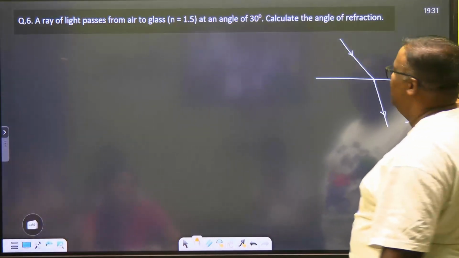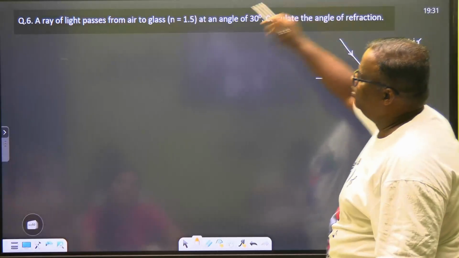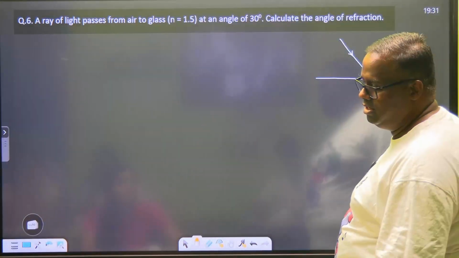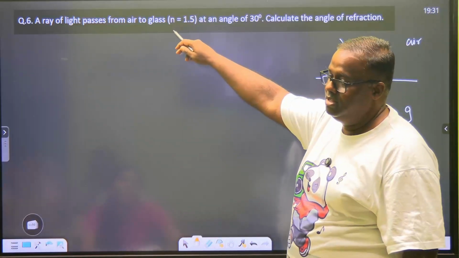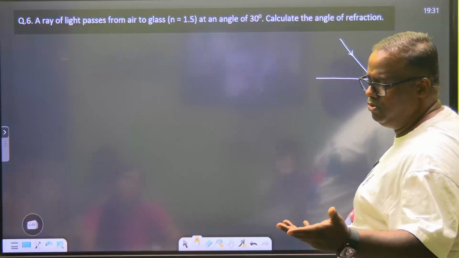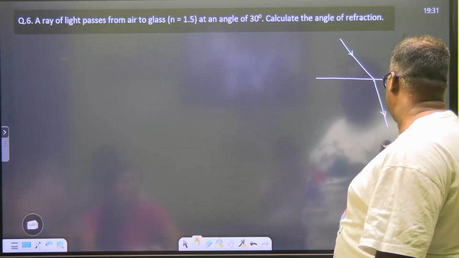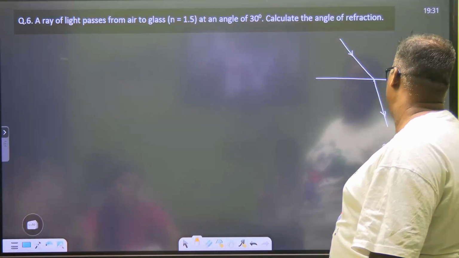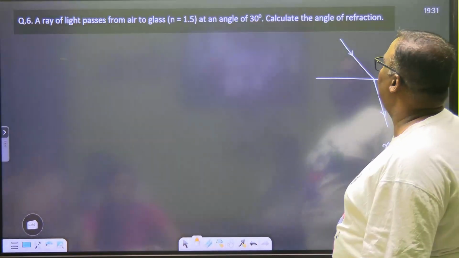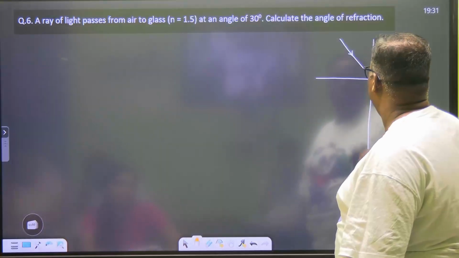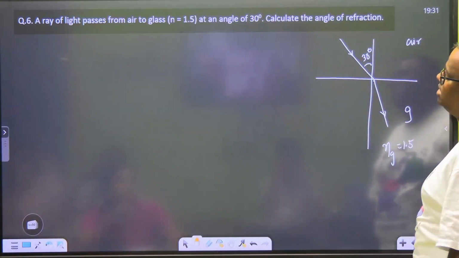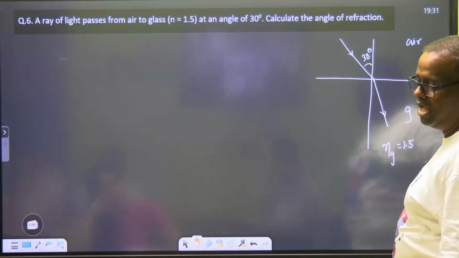Air to glass, and the refractive index is given. Whose refractive index? Glass. What type of refractive index is it? Absolute, because the case is happening from air to glass, and eta glass is given as 1.5. A ray of light passes at an angle of 30 degrees, so this angle is 30 degrees. Calculate the angle of refraction.